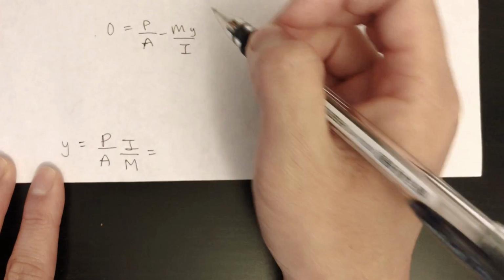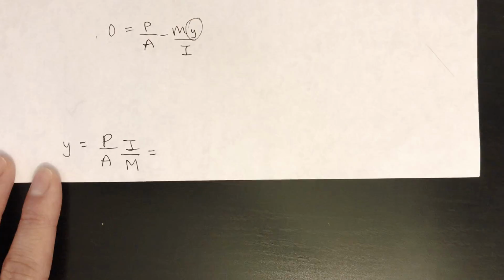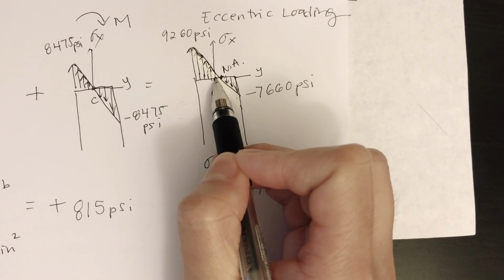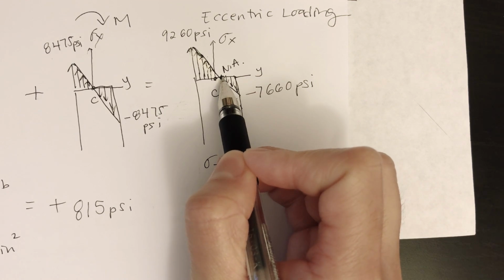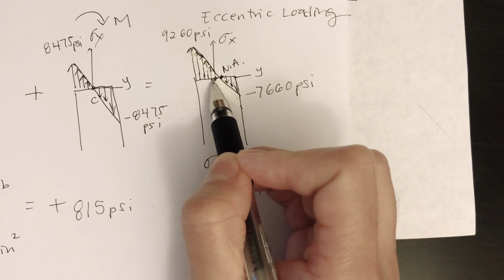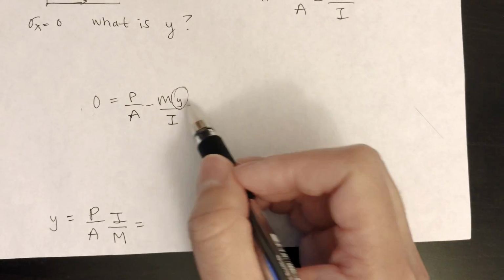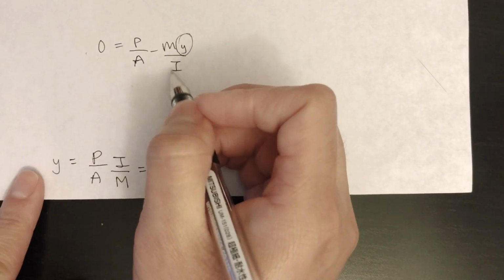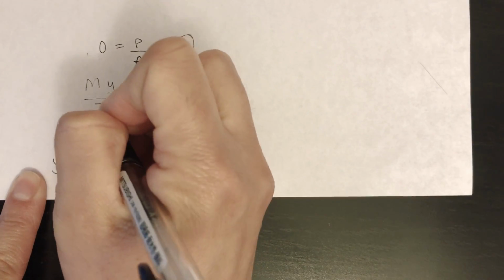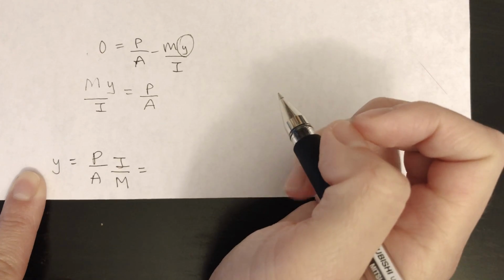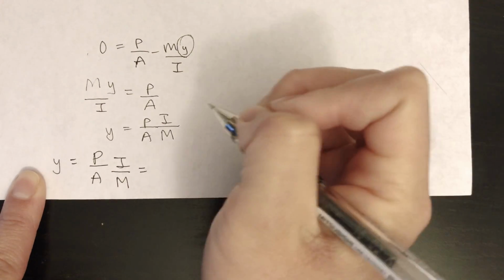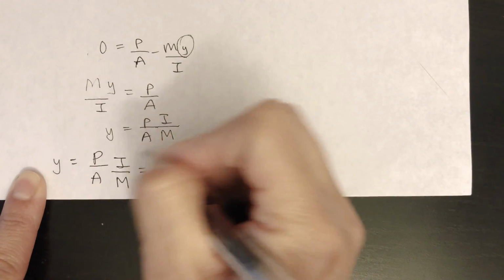Okay, so let's find y. We want to find the distance between the origin to the neutral axis. So we're going to find this y right here. What is y? Okay, let's do algebra. We're going to add the My over I equals P over A. Okay, we're going to multiply the I, divide the M. Okay, so this is how we find y. Okay, so just plug in numbers.